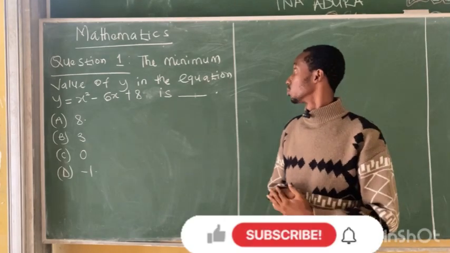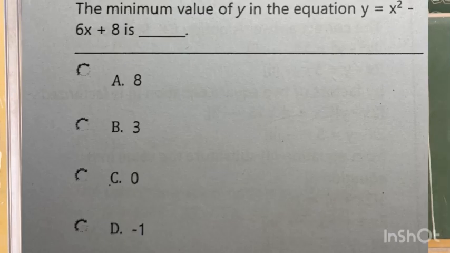The first question we have on the board says: the minimum value of y in the equation y equals x squared minus 6x plus 8 is dash. A, 8; B, 3; C, 0; D, minus 1.